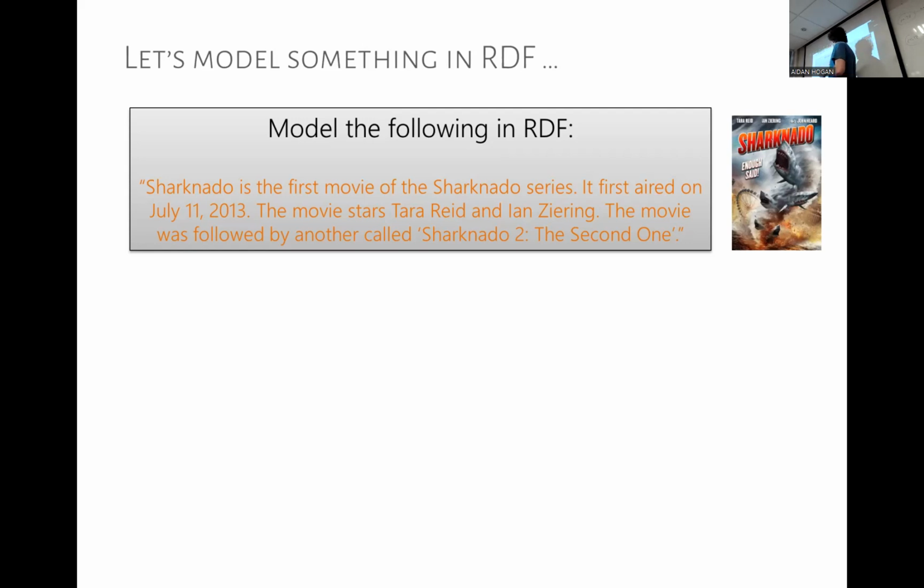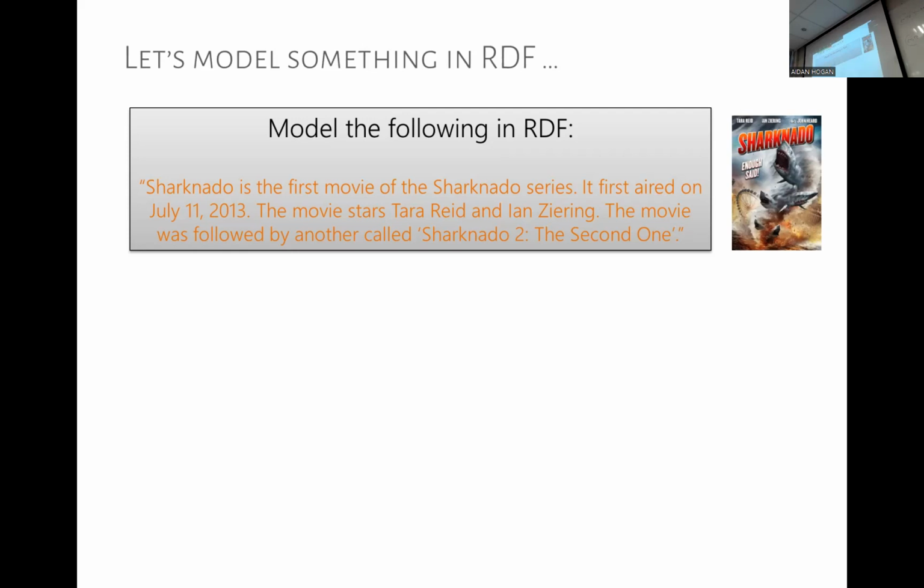Sharknado is the first movie of the Sharknado series. It first aired on this date. The movie stars these people. The movie was followed by another called Sharknado 2, the second one. So there's one thing that's key, and there are another couple of details we could add. We can specify that Sharknado and Sharknado 2 are instances of movie. Yeah, exactly. That's one thing. So we can say here it somehow states movie, right?